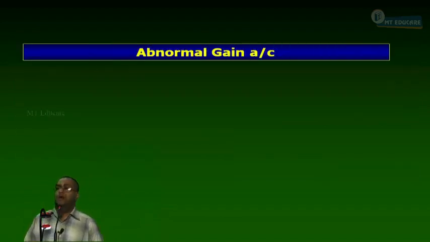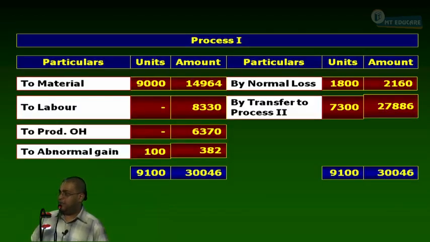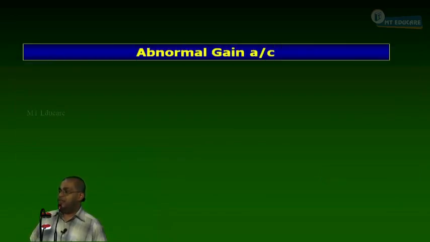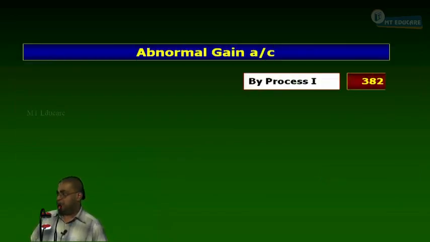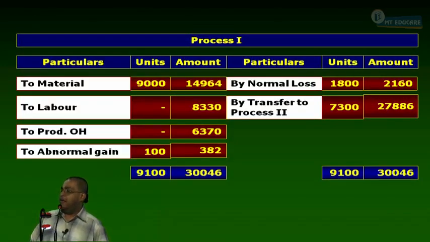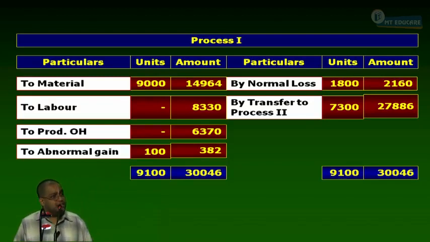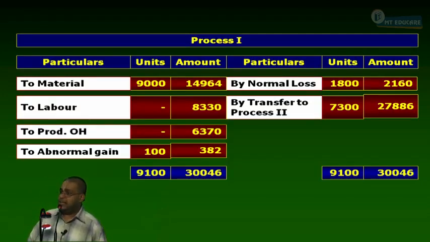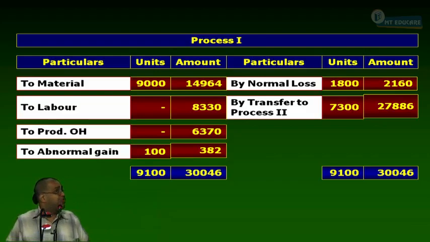And we should also prepare what account here? Abnormal gain account. Tell me, in the abnormal gain account, the first entry is what? By process 1, 382. How to understand that here? See, I have produced how many kilos? 7,300 kilos, by spending cost for how many? 7,200 kilos. With 7,200 kilos cost, I produce 7,300 kilos. 100 kilos has been produced free of cost, saving me 382 rupees. That is the abnormal gain.